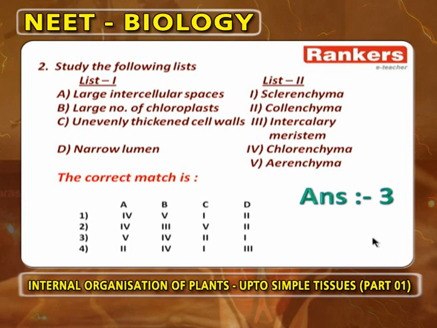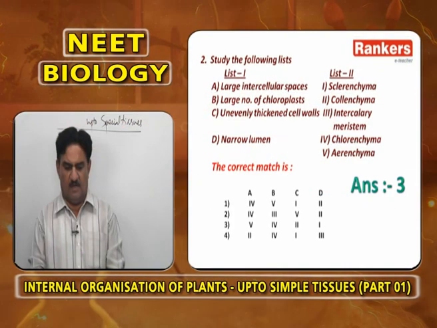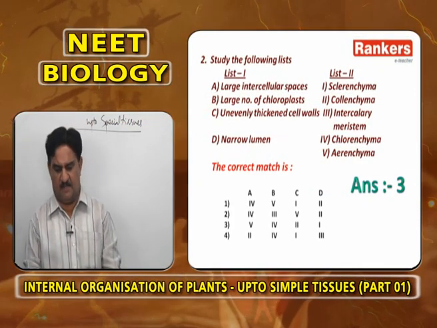Next, a matching. Study the following list. Large intercellular spaces, large number of chloroplasts, unevenly thickened cell walls, narrow lumen. Answer: this side sclerenchyma, collenchyma, intercalary meristem, chlorenchyma and aerenchyma. A 5. Large intercellular spaces means aerenchyma.